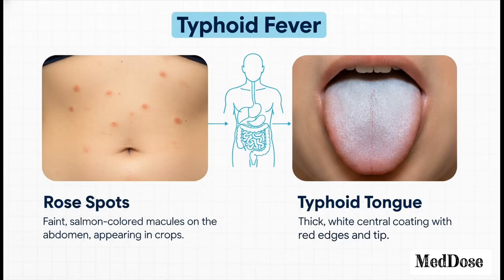typhoid. And here's a closer look at those other classic signs from week 2. You've got the rose spots, these faint salmon-colored little dots, usually on the abdomen and chest. And then you have the typhoid tongue, this really thick white coating right down the middle. Now these are classic, but just remember, you won't see them in every single patient.